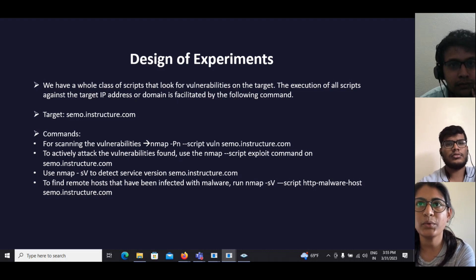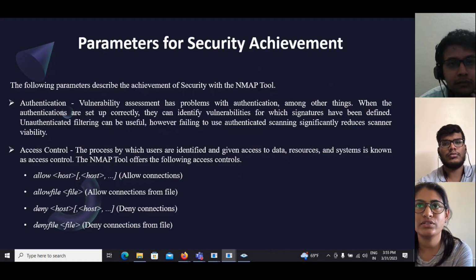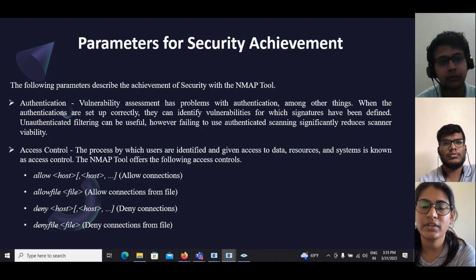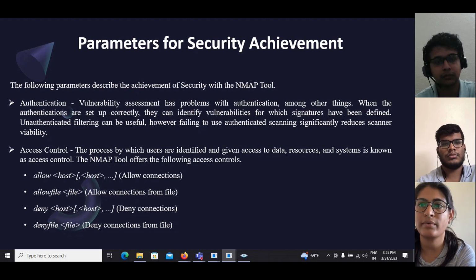And then I'm going to explain the parameters for security achievement. The following parameters describe the achievement of security with the network mapper tool. Authentication: vulnerability assessment has problems with authentication, among other things. When authentication is set up correctly, scans can identify vulnerabilities for which signatures have been defined. Unauthenticated scanning can be useful. However, failing to use authenticated scanning significantly reduces scanner viability.